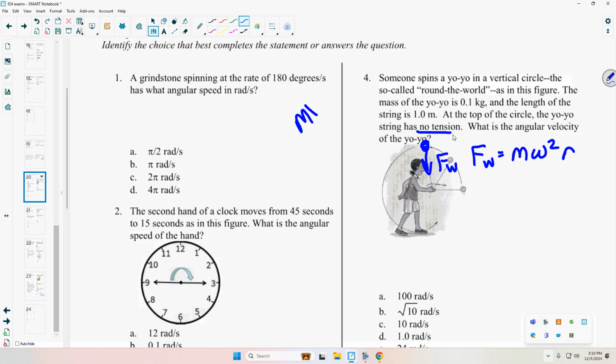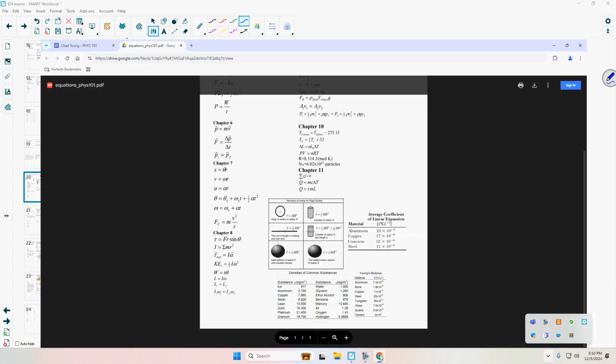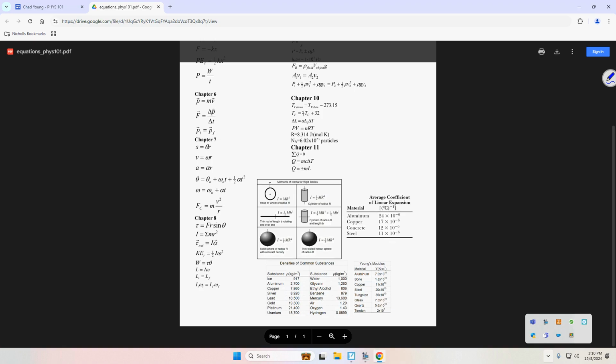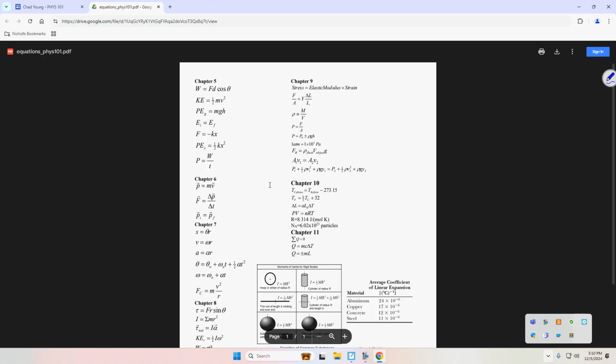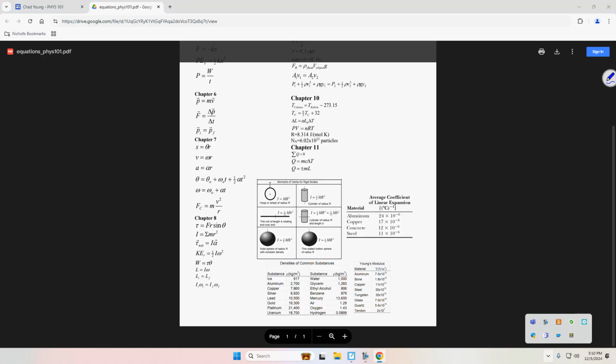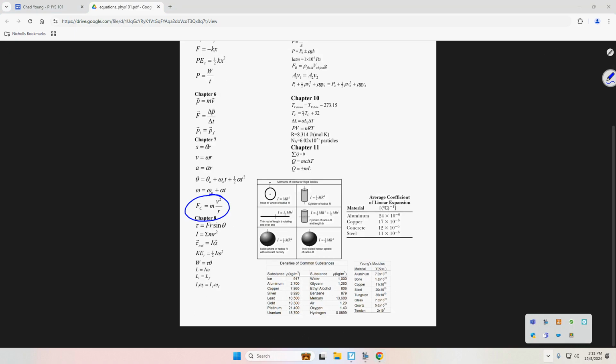Usually we see that centripetal force as mv squared over r, but I'm asking for omega, so it's a little easier to express it in that way. I think that's also on your equation sheet. Let's just double check that. The centripetal force is given as mv squared over r, but you have to substitute omega r in for v, and then that equation becomes m omega squared r. Okay.